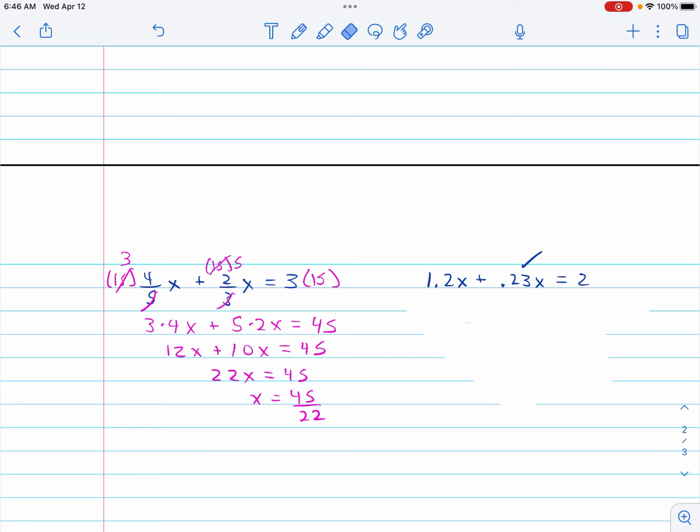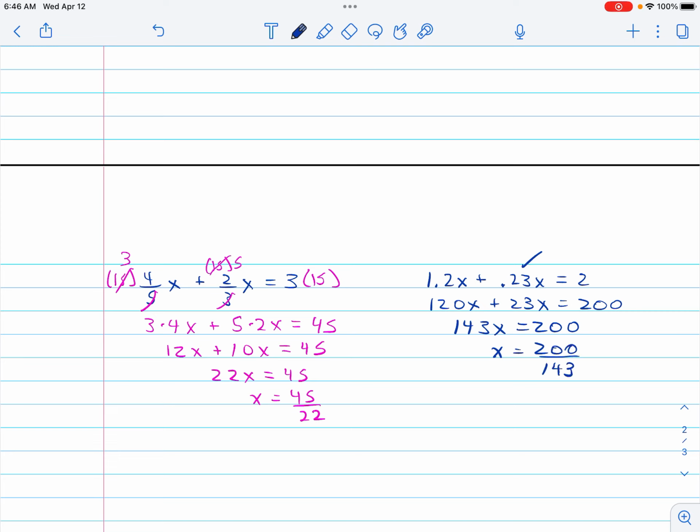Let me go back. Look at this. You got to be careful. This would be 120. There we go. I messed up, didn't I? So that would be 143x equals 200. Divide, and you get 200 divided by 143.